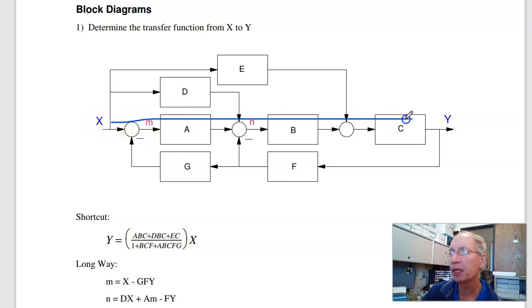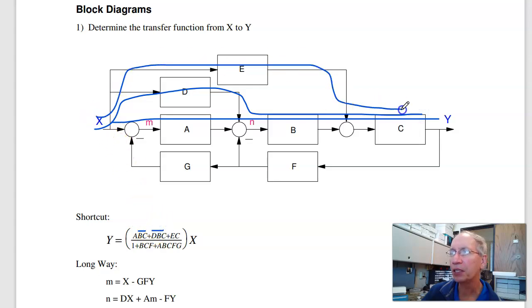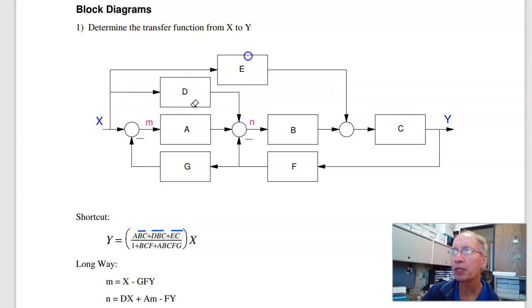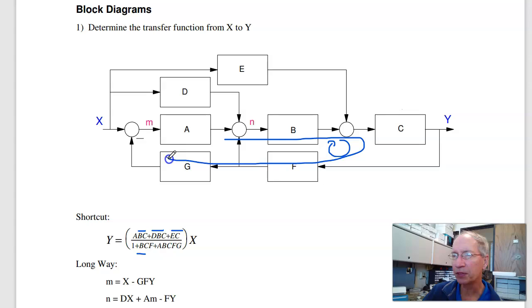So here's one path, ABC, this term. Here's the second path, DBC. Here's the third path, EC. That takes care of the numerator. For the denominator, it is 1 plus the loop gains. So here is one loop, BCF. Here's a second loop, BCFG, and ABCFG. And that's all I can see.